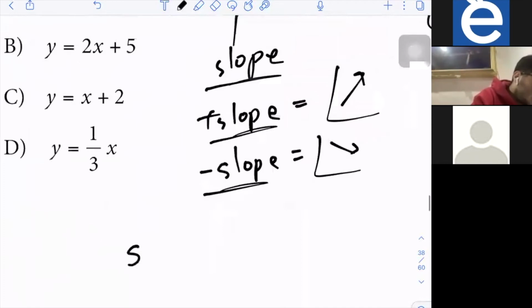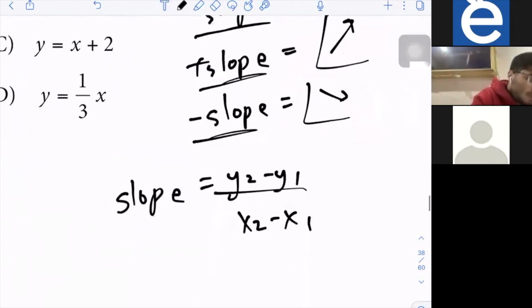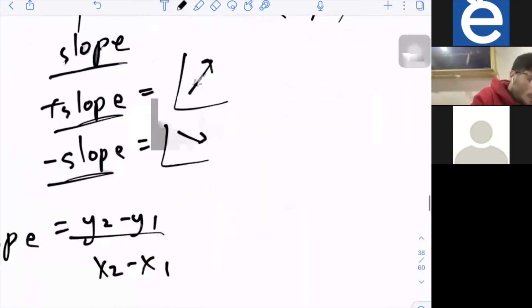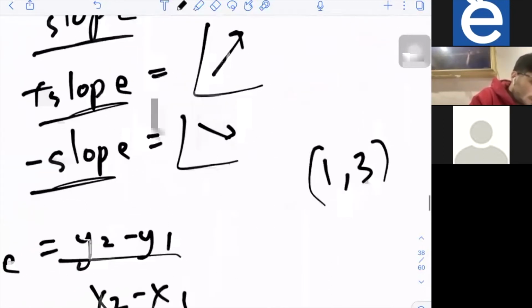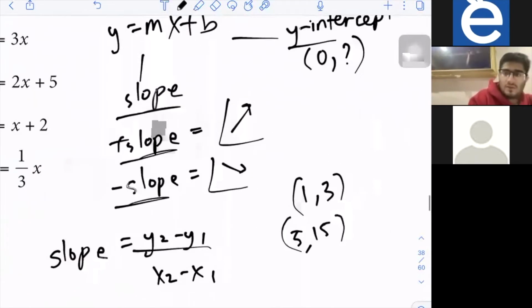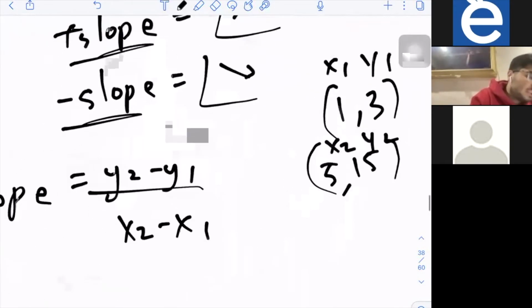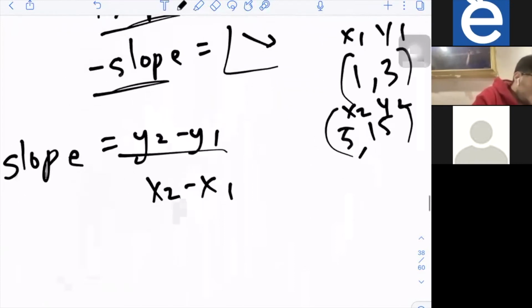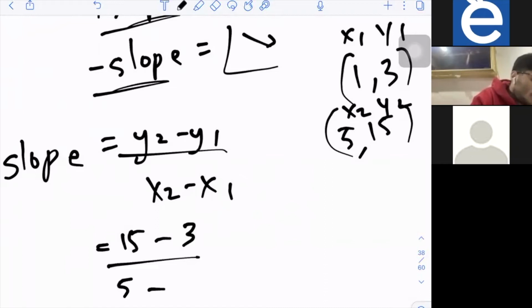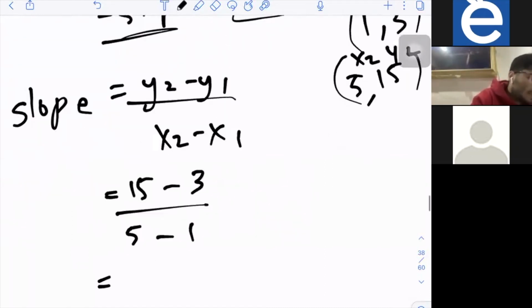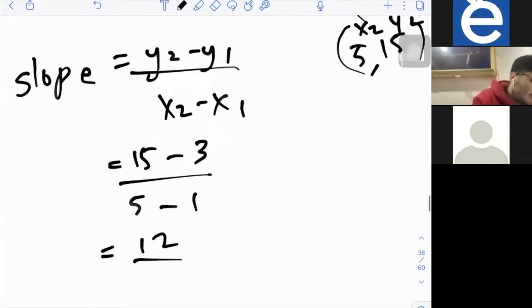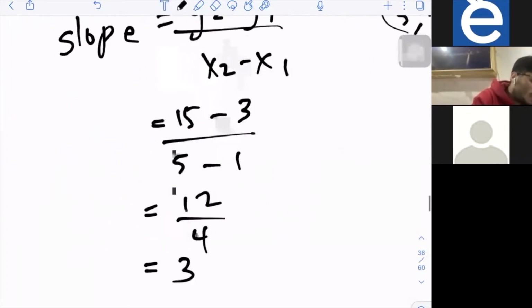To find the slope, you would use the formula y2 minus y1 over x2 minus x1. So let's say we have the points 1, 3, and 5, 15. Let's say we label this as x1, y1, x2, y2. So we just plug in these points into the equation and then solve for the slope. So y2 is 15, y1 is 3, x2 is 5 and x1 is 1. So we get 15 minus 3 over 5 minus 1. So we get 12 on the top and 4 on the bottom, which means our slope is 3, or m is 3.